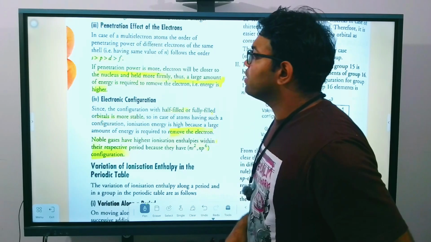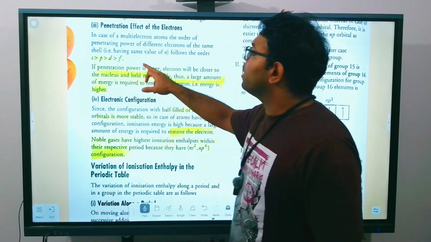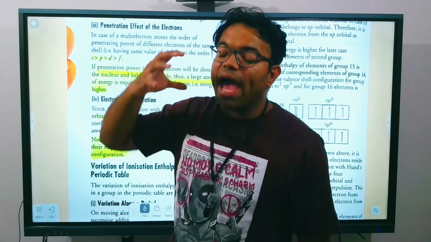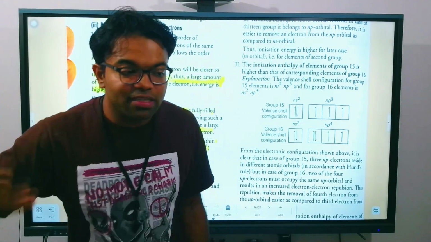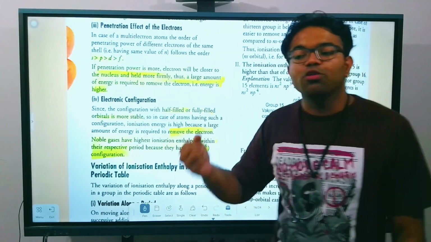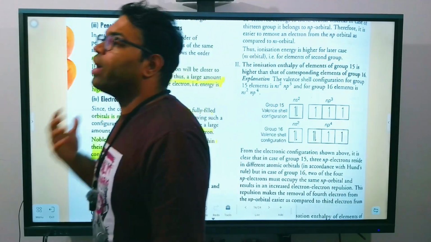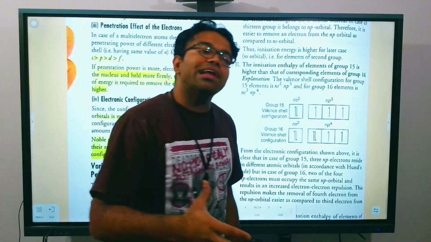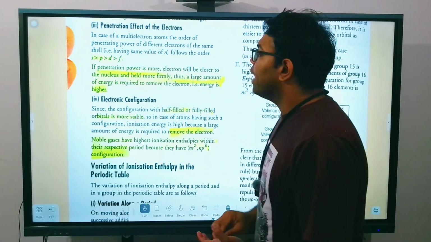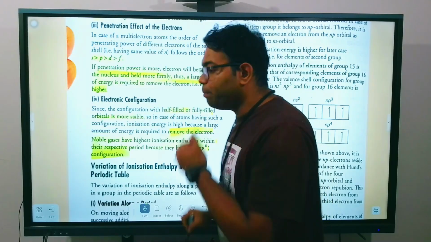Therefore, if the penetrating power is more, the electron will be closer to the nucleus. So as the penetrating power increases, because of the closeness of the electron with the nucleus, the amount of energy required to remove the electron will also be very, very high. Okay, it will be very high. That is what penetrating power actually means.